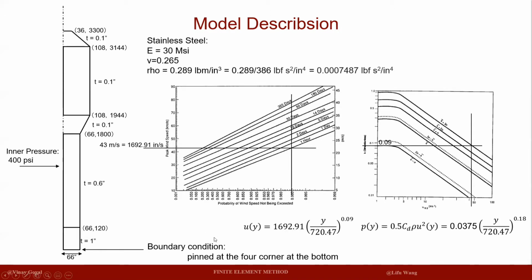For the boundary condition, there are 4 pins at the base of the rocket, but we are going to make it simple. So it's going to be 4 pinned nodes at the 4 corners. That's the only boundary condition we have.